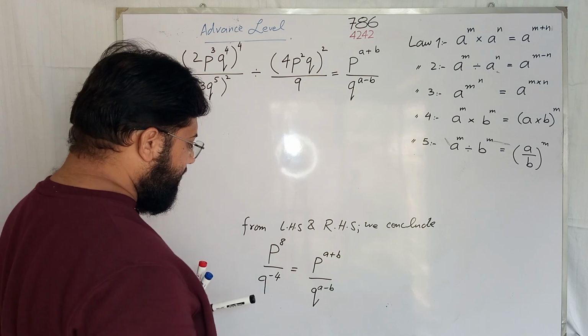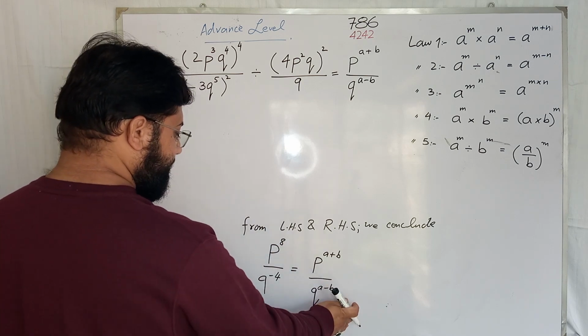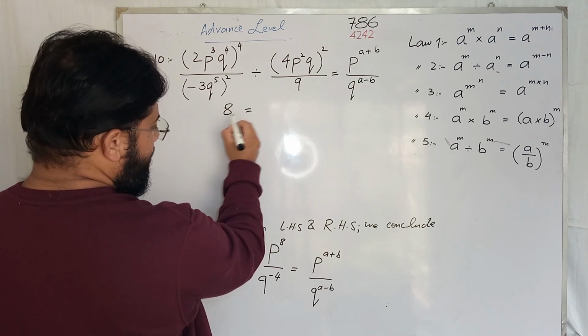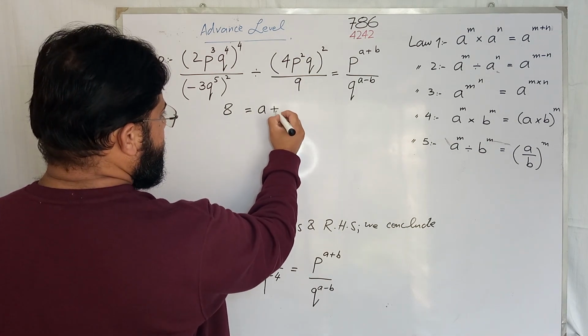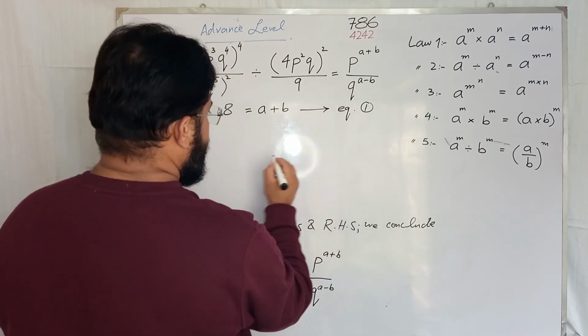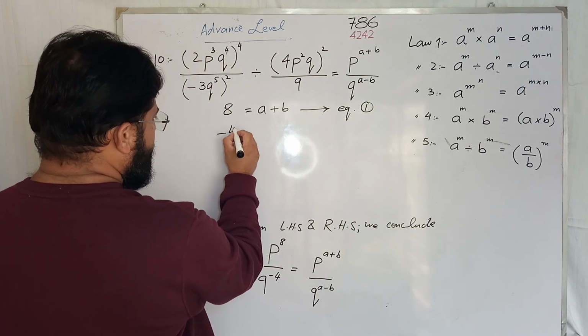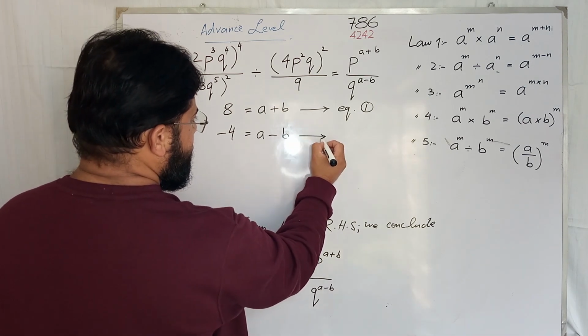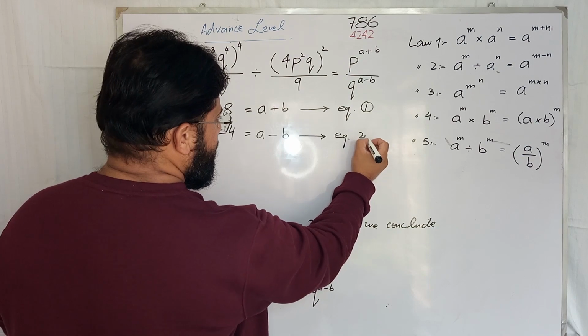From here we can write down as 8 is equal to A plus B. This is equation number 1, and minus 4 is equal to A minus B. This is equation number 2.